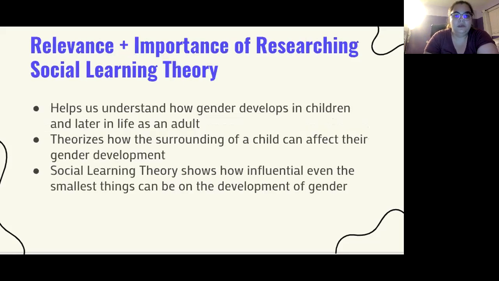commercials. So the relevance and importance of researching social learning theory helps us understand how gender develops in children and later in life as an adult. It theorizes how the surrounding of a child can affect their gender development, and social learning theory shows how influential even the smallest things can be on the development of gender, like we see with these 3 articles that I used.